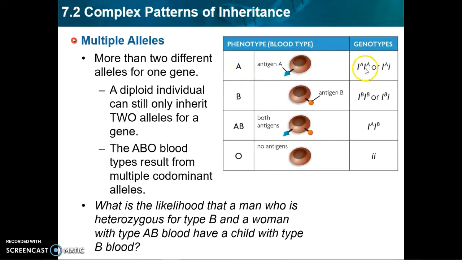You could either be homozygous and have two type A alleles, or you could have a type A allele and this recessive lowercase i, which would just be a type O allele. Same for type B. You could have two B alleles, or you could have a B and that recessive O. If you're type AB, however, you have to have one A allele and one B allele. So there's only one genotype that would give you this phenotype of type AB blood.